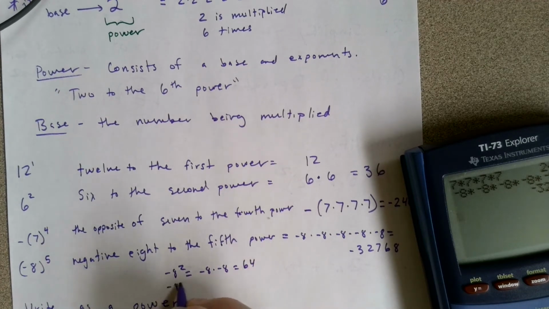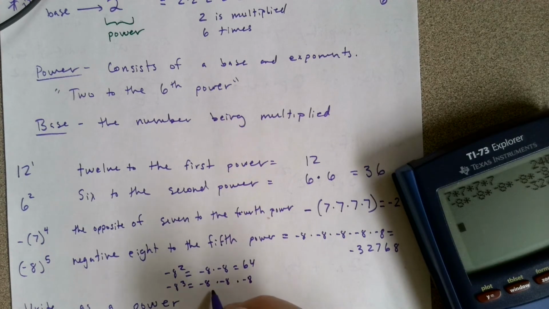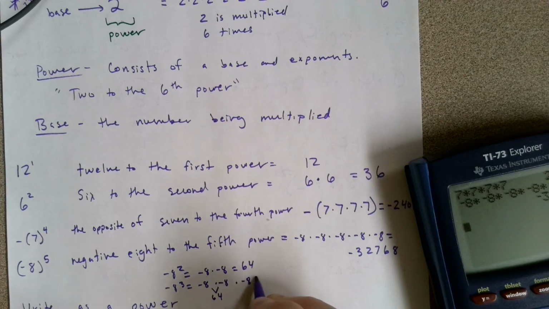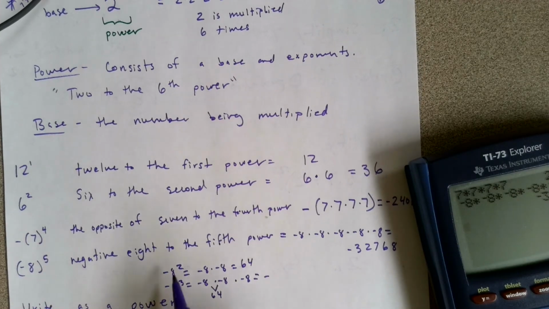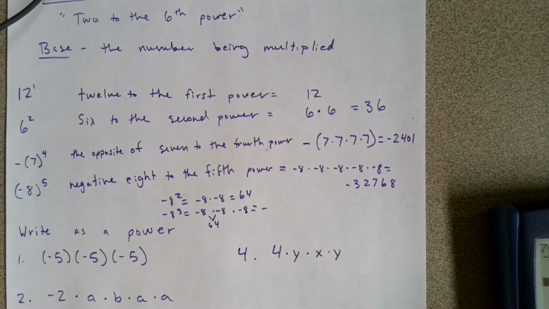But if I have negative 8 to the third power, it's going to be negative 8 times negative 8, which is going to be a positive, times one more negative 8, which is a positive times a negative. These two are going to be 64, times a negative 8 would be a negative answer. So you've got to pay attention. Usually if you have a negative and it's an even number, it's going to be a positive. If it's an odd number, it's going to be a negative. Just pay attention to those as you're doing your multiplication.